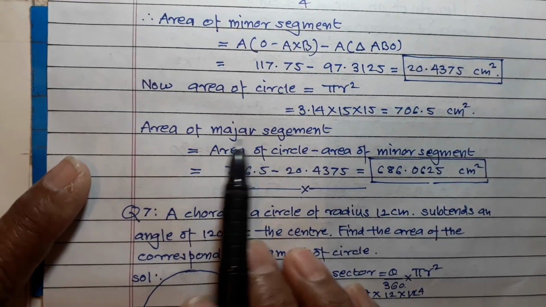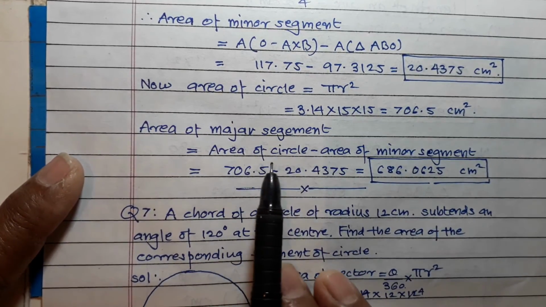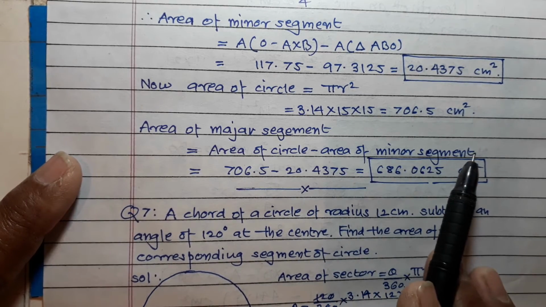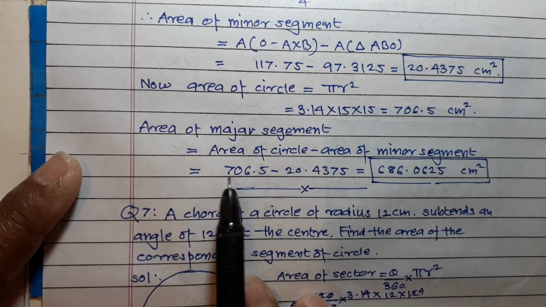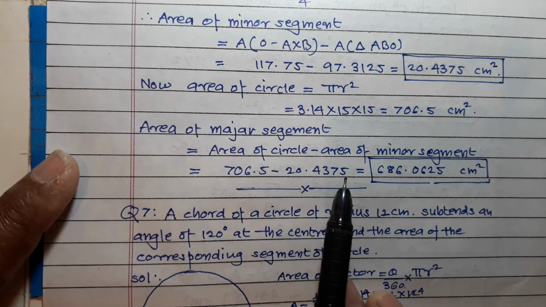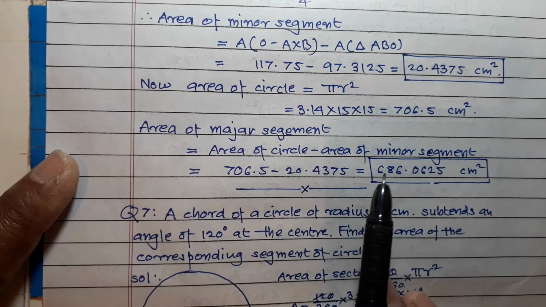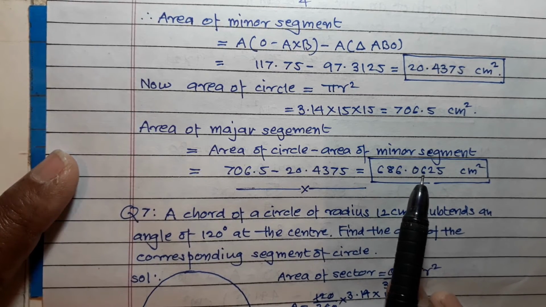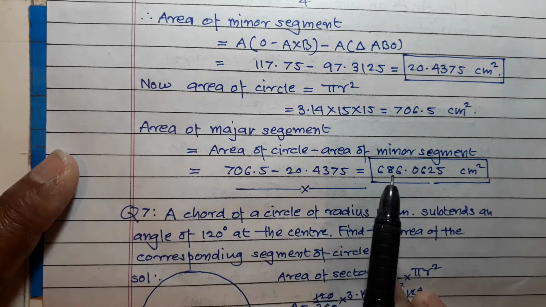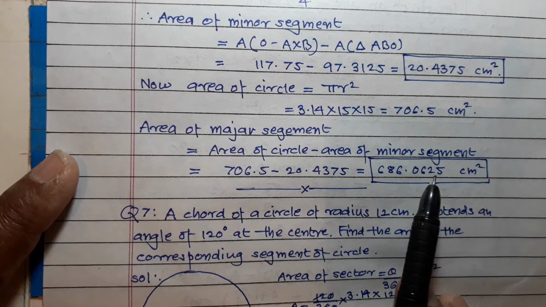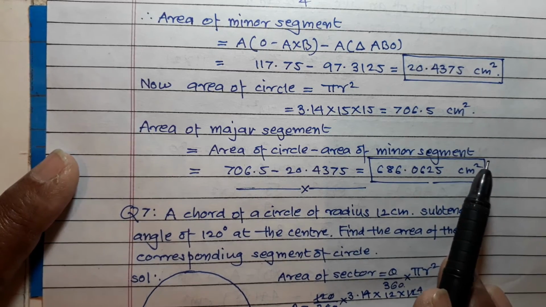Now area of major segment is equal to area of circle minus area of minor segment, and therefore 706.5 minus 20.4375 gives you 686.0625 cm square.